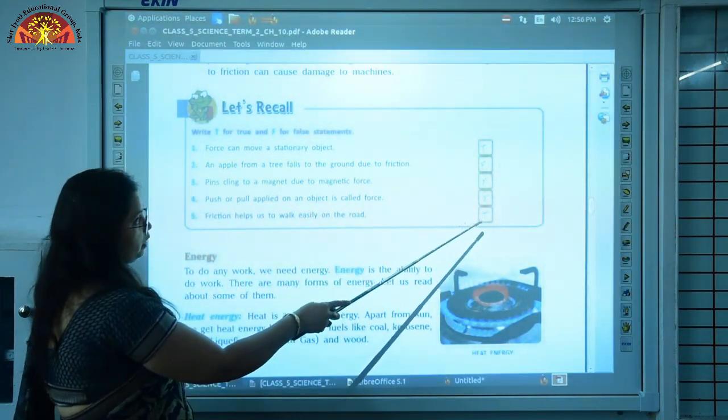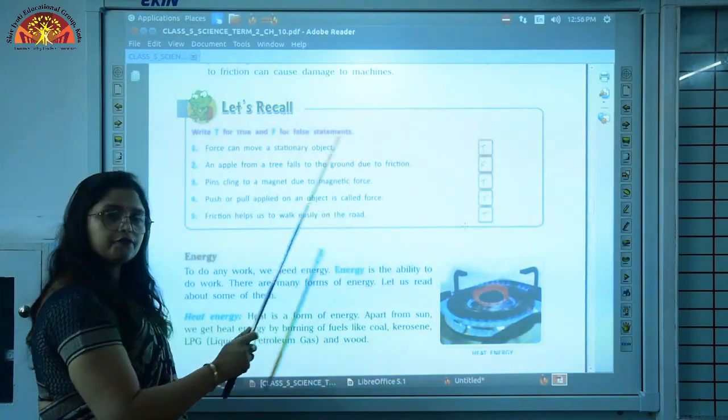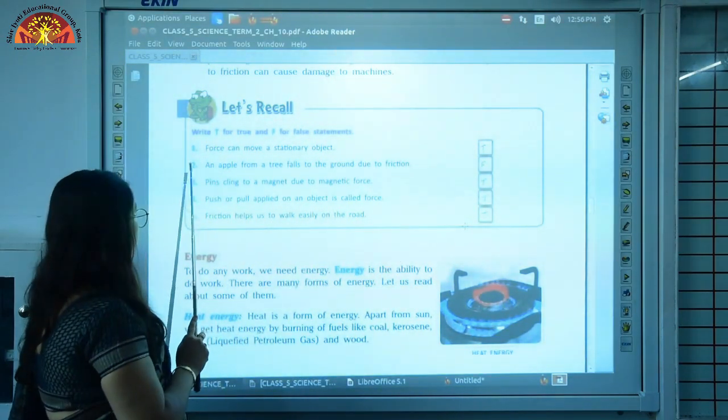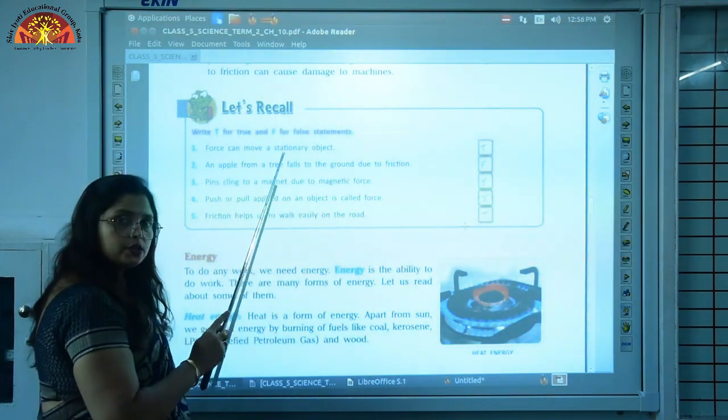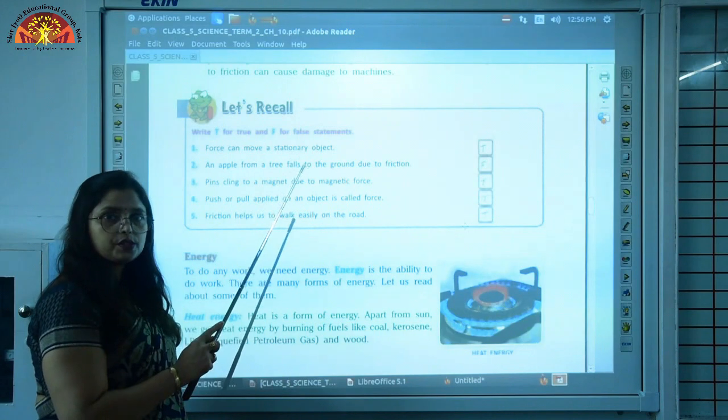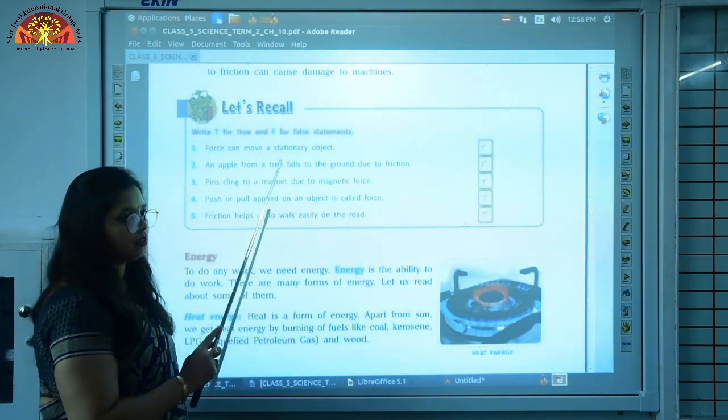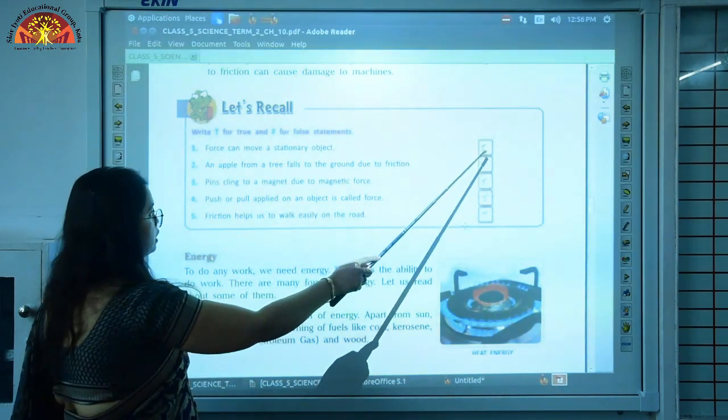Boxes are given over here and you have to write T or F after reading the statements. First is, force can move a stationary object. So, is it a true statement? Yes, this is a true statement. We have just now read this in the effects of force. So, you will write T over here.